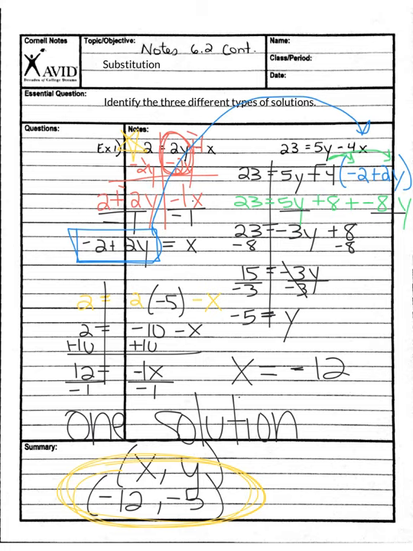Let's go ahead and look at the two more examples. What we did first was an equation where you have a one solution answer. There are 3 different types of solutions, and what they look like when you're solving them using substitution.